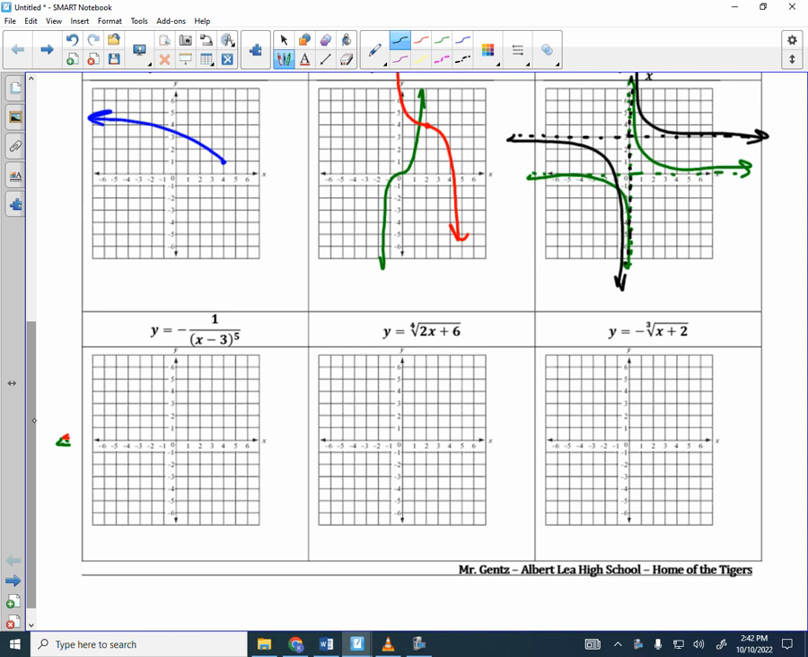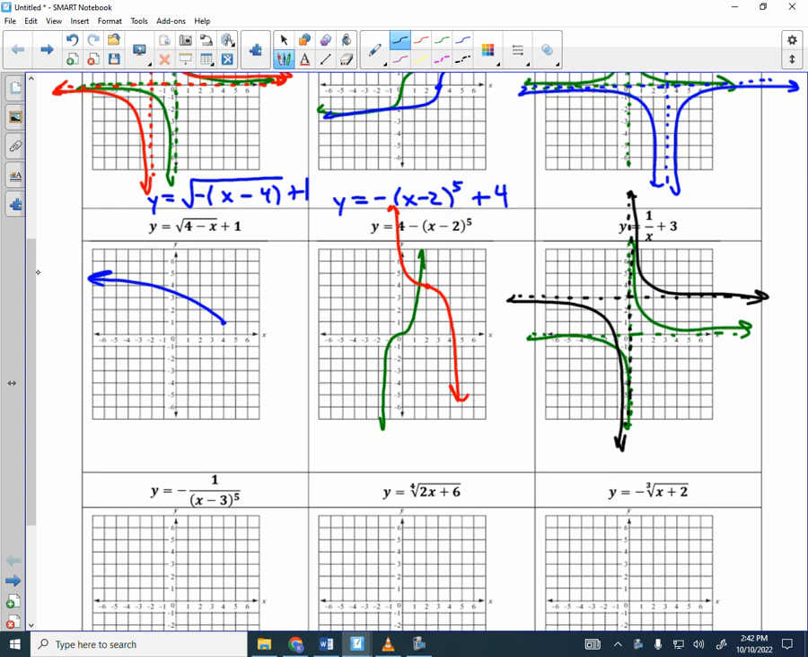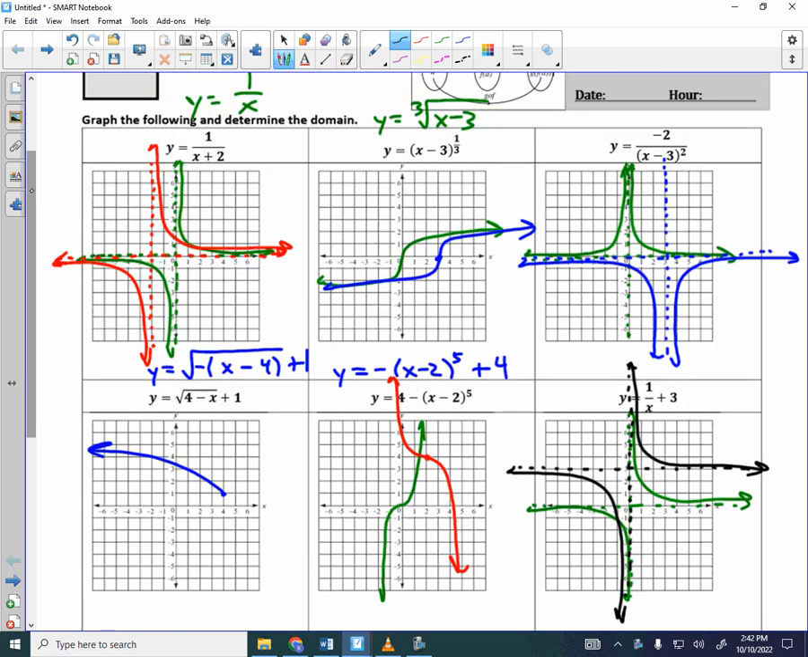What's different about this next one? Yeah, you see the 5th degree. Do you think that's going to look more like the 1st degree one, or more like the 2nd degree one? It's going to look more like the 1st degree because it's odd.